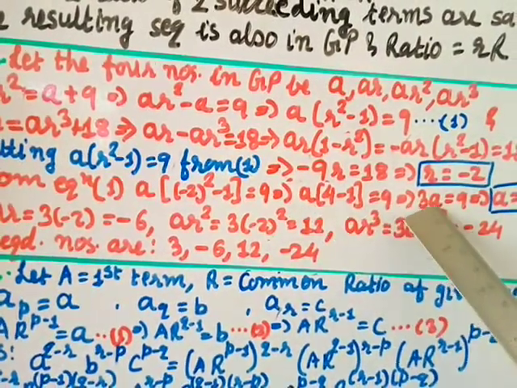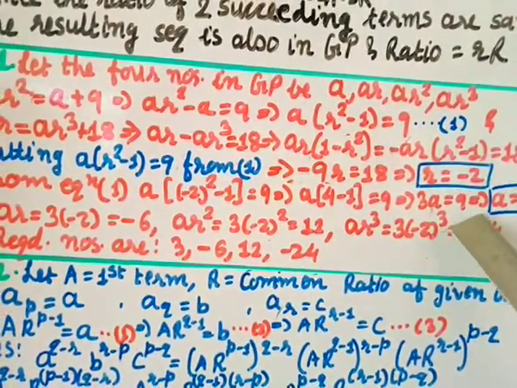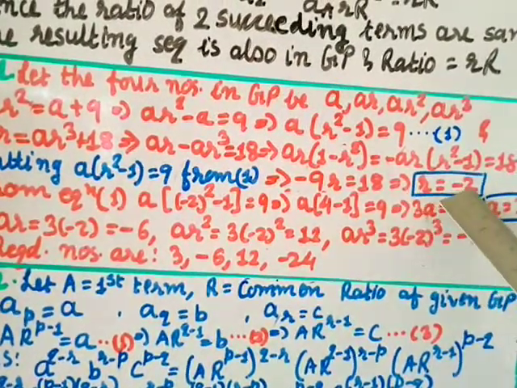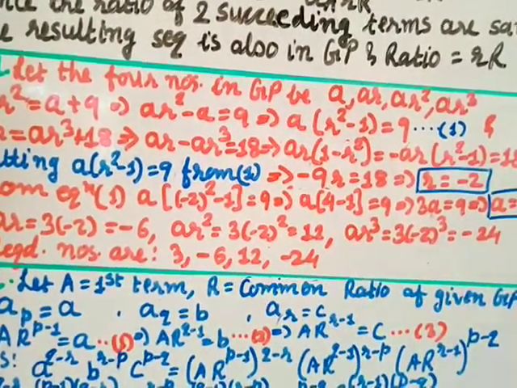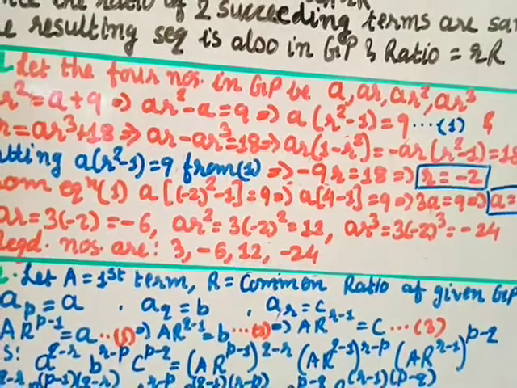4 minus 1 is 3, into A equals 9. Divide by 3, so we get the A value as 3. So the R value is minus 2 and the A value is 3. We found A and R, so now we can find all the numbers.